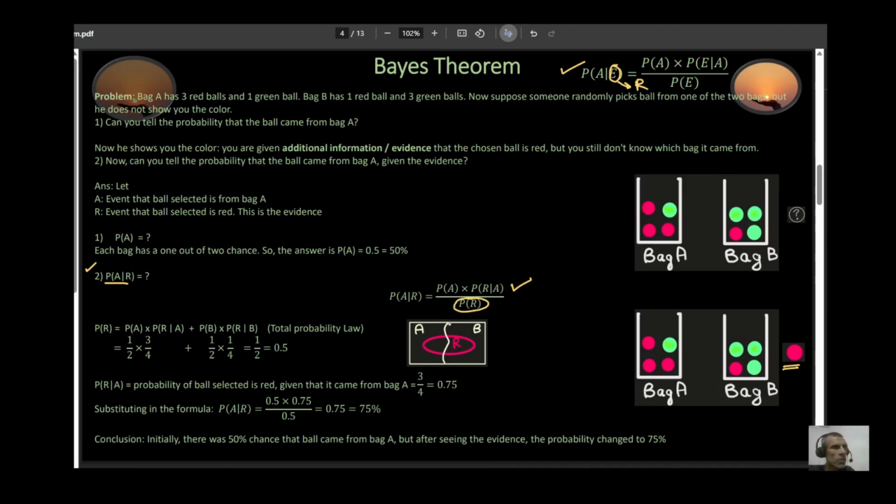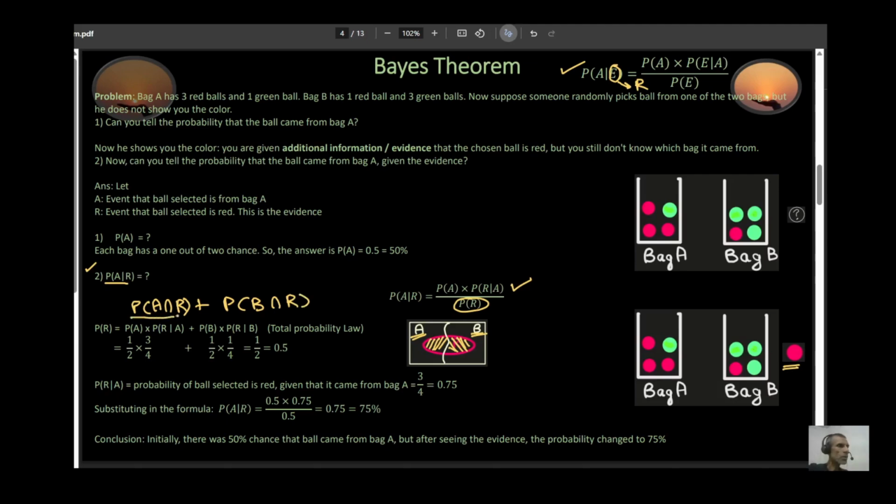Now, let's do this using Venn diagram. So your red ball can come from bag A or it can come from bag B. So your red actually has an intersection, it's intersecting both with A and B event. So the probability of R would be equal to the probability of this region, that would be my probability of A intersection R, plus the probability of this region, that would be probability of B intersection R.